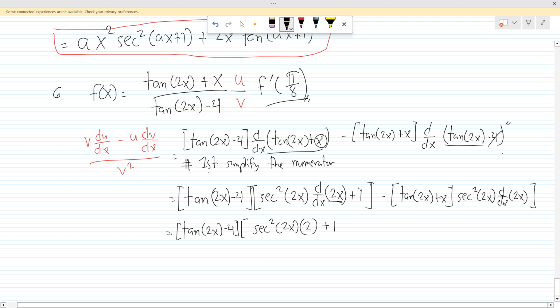Okay. Then we have here, minus. Just copy tangent of 2x plus x. Then secant squared of 2x. What is the derivative of 2x? That is simply 2. Okay, so next po, simplify this one. What would be our next one?